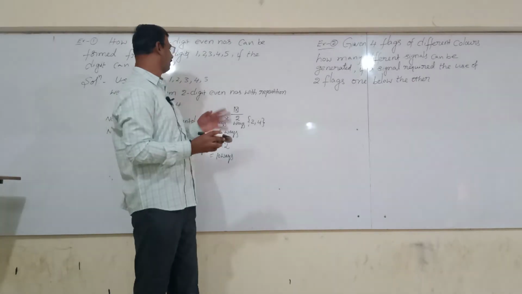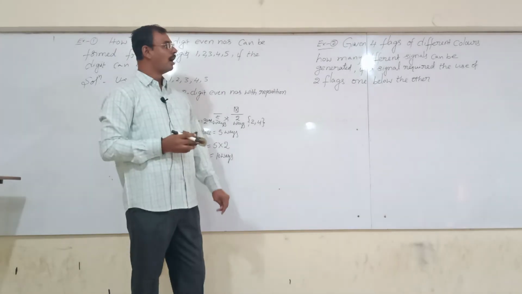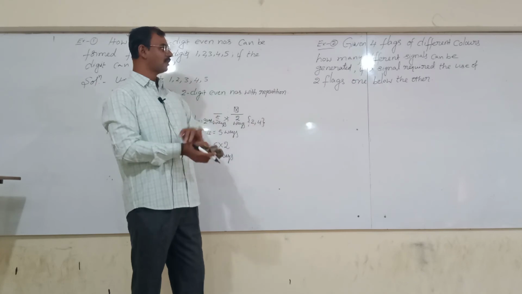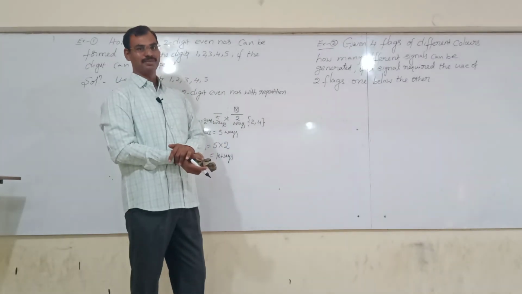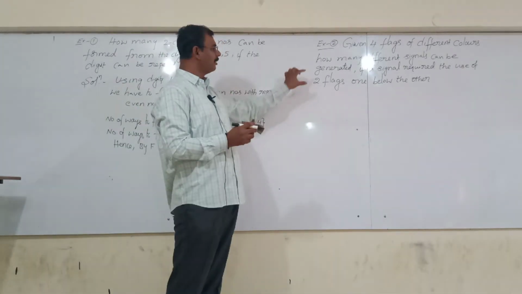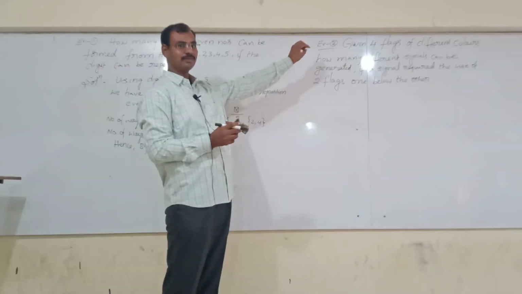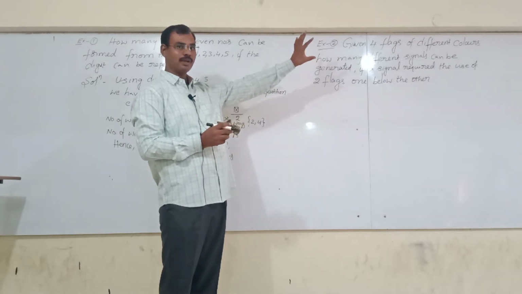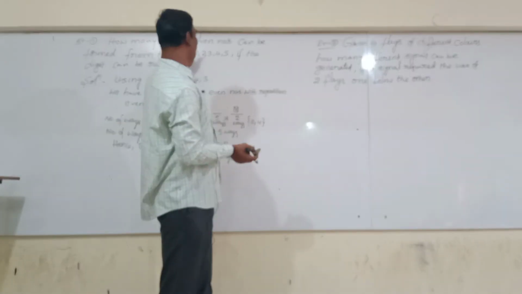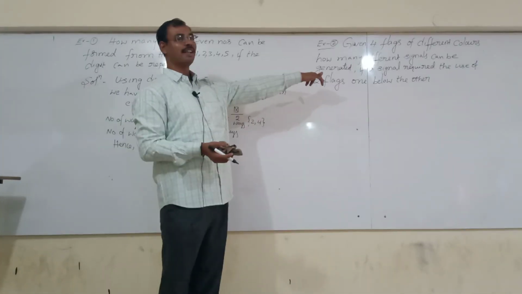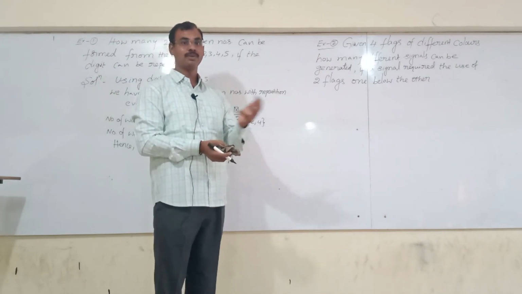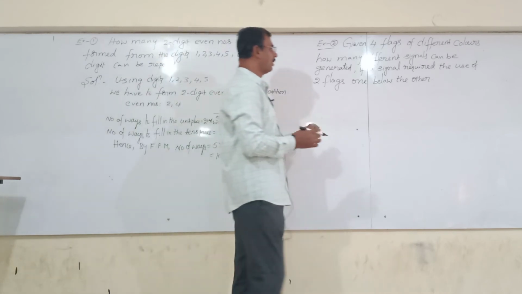Like 4 different colors means 4 different numbers are given. How many different signals can be generated if a signal requires the use of 2 flags? What is the meaning of this? Think of it: one below the other. It means out of 4 flags, we have to create 2 positions, like 2-digit numbers. In place of the 2-digit number, 2 different flags are given. So we have to choose 2 flags and form 2-flag signals, one below the other.